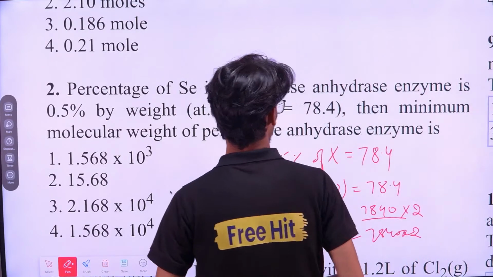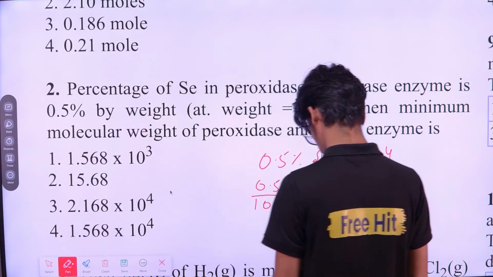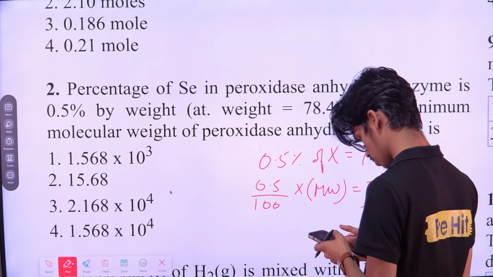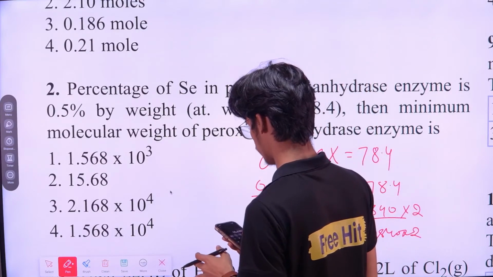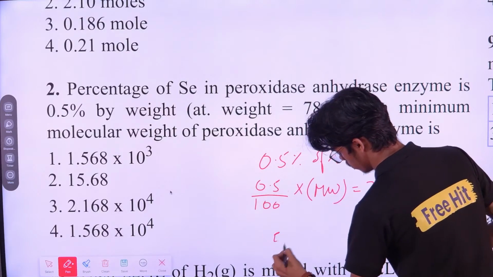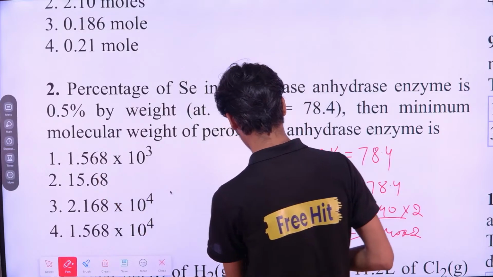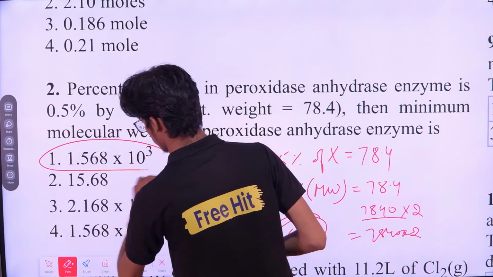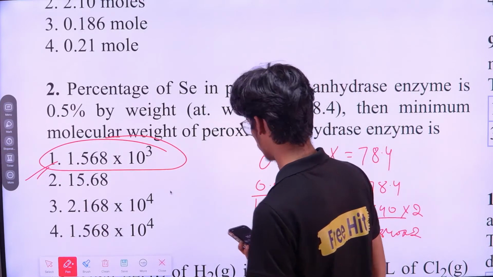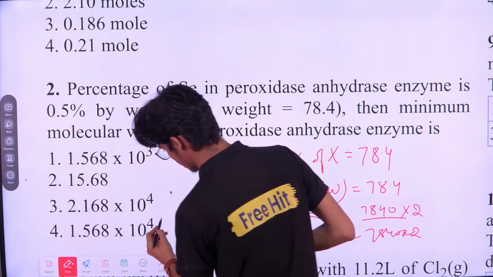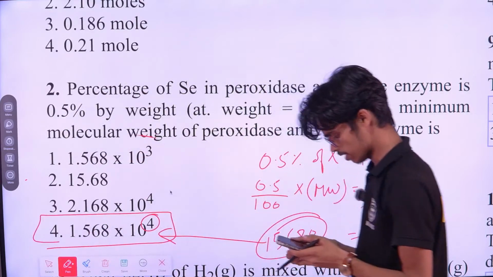7840 into 2, 15 something, 15680. So the answer is 15680. Which one of them is the answer 15680? I think this is right, because if I put this, 1.568 should be the answer. So our option number, wait. Oh no, this is 10 to the power 3. This is 10 to the power 4, right? This is the option 1.568 into 10 to the power 4. So this is our answer, right? I hope everybody got it right.